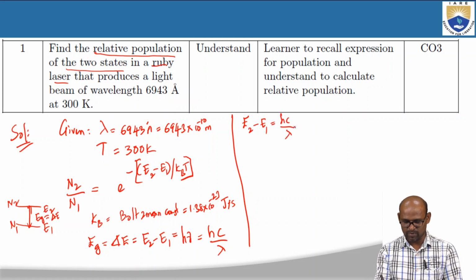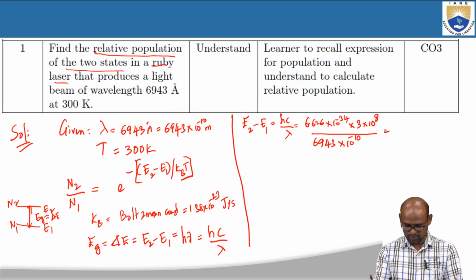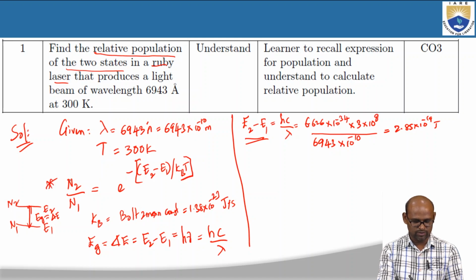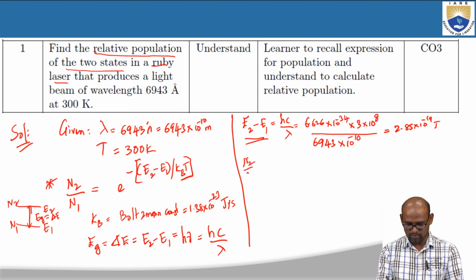By substituting the values of Planck's constant, 6.626 into 10 power minus 34, and c, the velocity of light, 3 into 10 power 8, divided by lambda, 6943 into 10 power minus 10, we get the energy difference between these two states as 2.85 into 10 power minus 19 joules. Then we substitute this E2 minus E1 in the formula. N2 by N1 is equal to exponential of minus 2.85 into 10 power minus 19 divided by kB, 1.38 into 10 power minus 23, into 300.